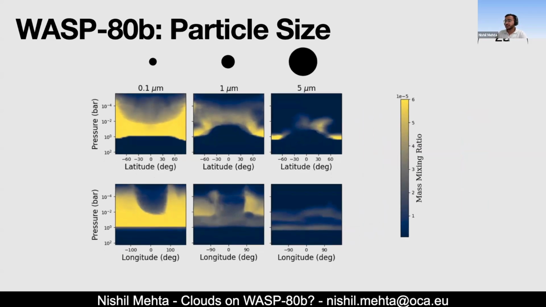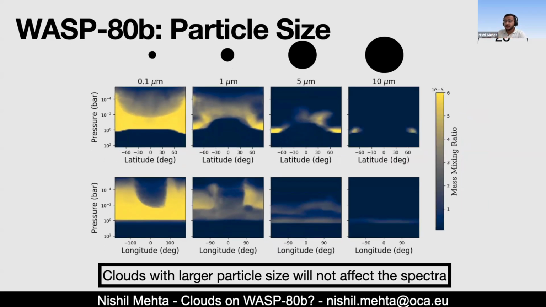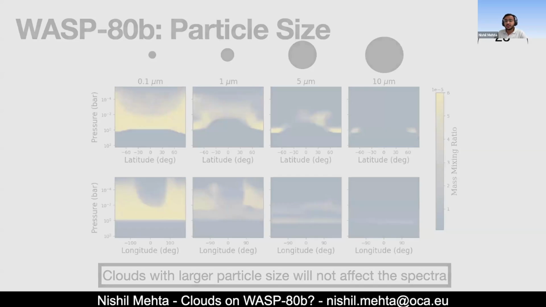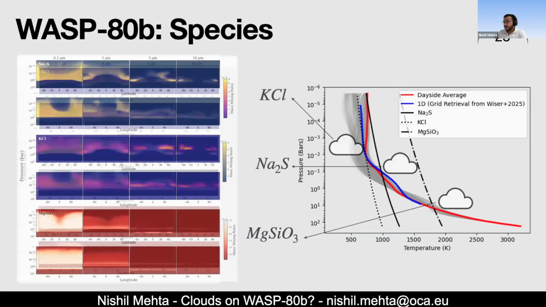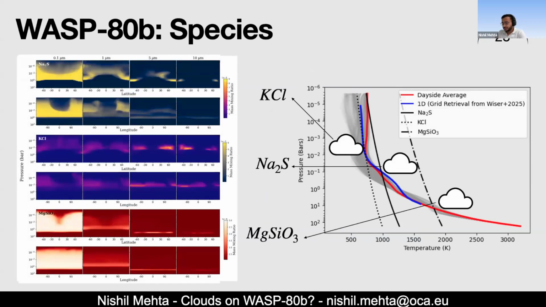But this also tells us that clouds with larger particle size will settle deeper in the atmosphere and will not affect the spectrum, which can be one of the possible cases for WASP-ATB. Now, with varying particle size, we also vary the different cloud species. So as you can see here in this plot, there are three condensation curves which are passing through the PT profile of the planet. And hence we model these three species, which are chloride, sulfides, and silicate clouds on WASP-ATB.